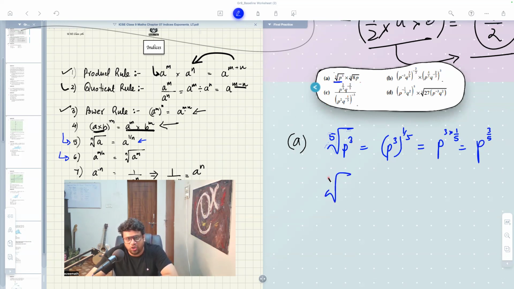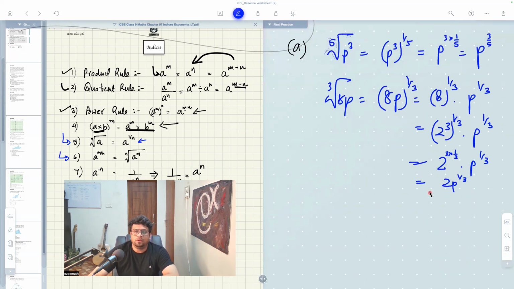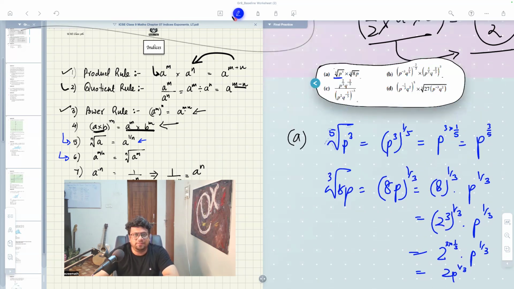And we're looking at the cube root of 8p now. Well, the cube root of 8p is 8p to the power of 1 by 3. That's 8 to the power of 1 by 3 and p to the power of 1 by 3. 8 to the power of 1 by 3 is 2 cube to the power of 1 by 3 because 8 is 2 cube, and p to the power of 1 by 3. 2 to the power of 3 to the power of 1 by 3 is 2 to the power of 3 into 1 by 3. And of course, that becomes 2p to the power of 1 by 3. That's it. So that is it for the first part.